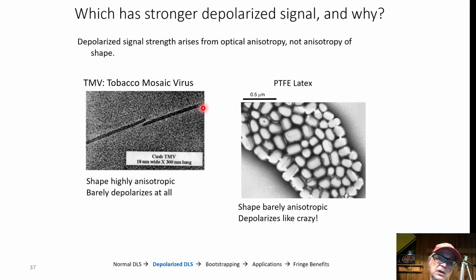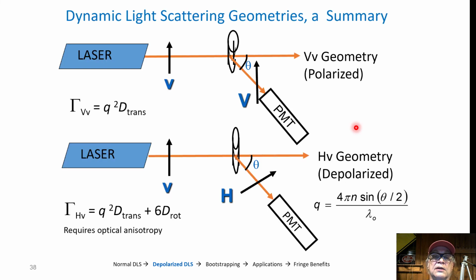So you can actually make these rotational diffusion coefficient measurements, and you can still make the translational diffusion coefficient measurements. Another sample that does this very well, besides TMV, tobacco mosaic virus, is PTFE latex particles, which are great things for depolarizing light. And your equations change.